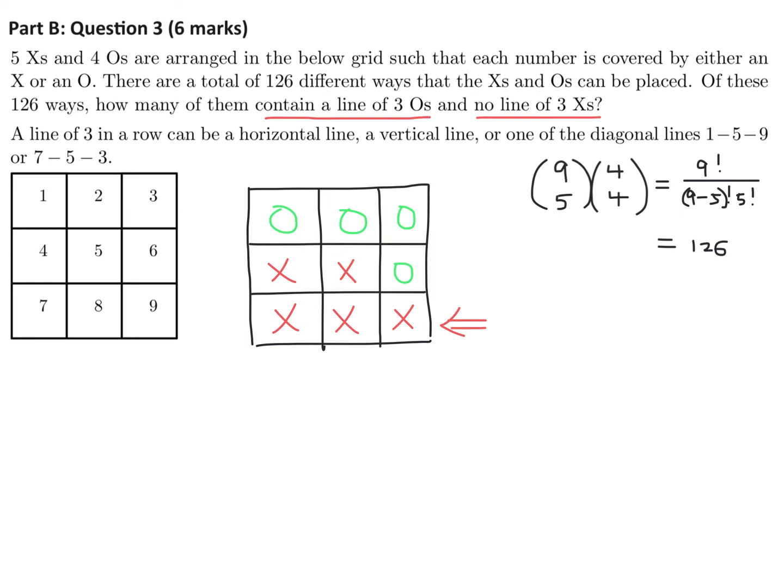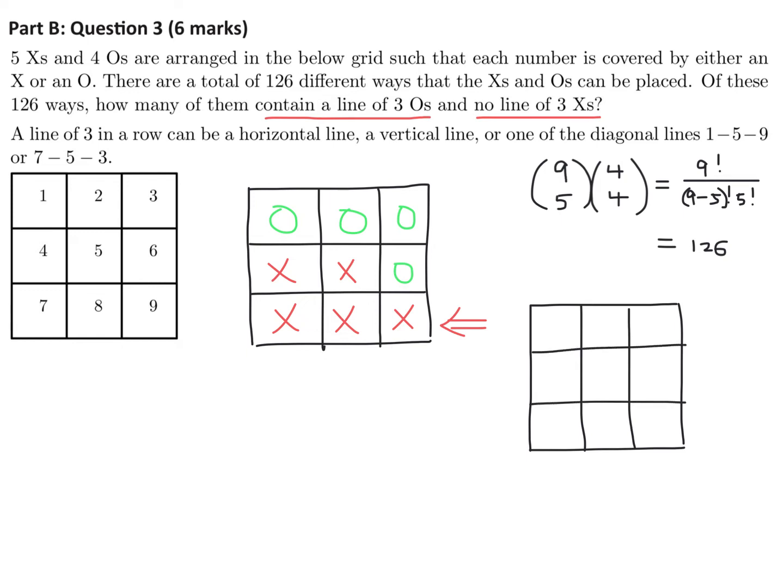Okay. So after you fiddle around with this, you'll find that there's no way of doing it if the 3 o's are horizontal or vertical. If the 3 o's are horizontal or vertical, you will not be able to get this to work. So the only way you can get this to work is if the o's are diagonal. So here we go again.